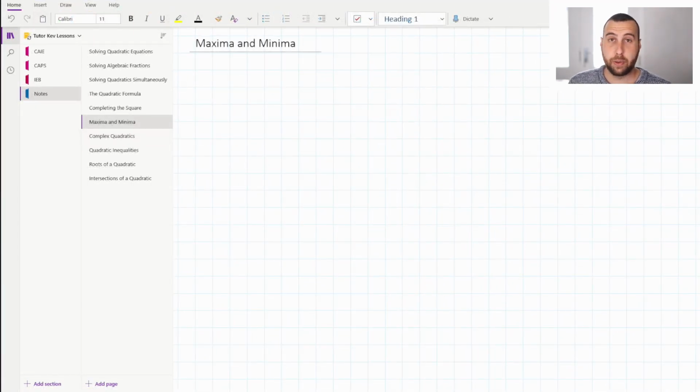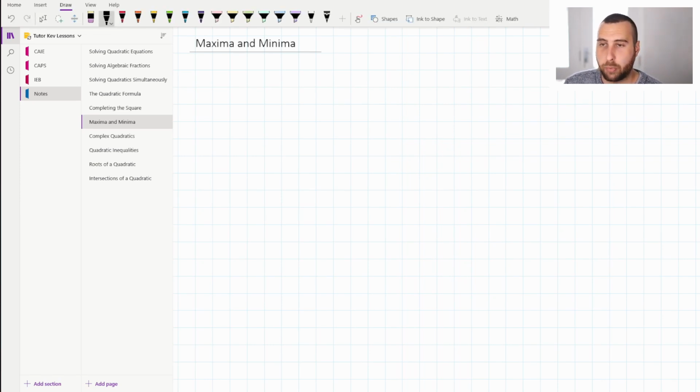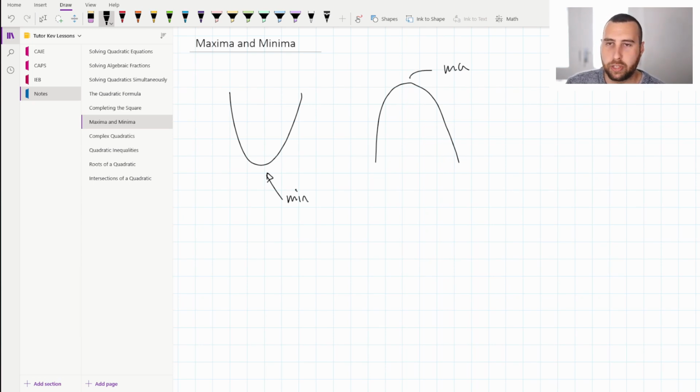Right, so maxima and minima basically relate to your parabola's turning point. So if we take a look at parabolas, we can see we either have a happy parabola or a sad parabola. And that's just because it looks like a happy face or a sad face. And from this we can see that this particular parabola has a minimum point or a minima, and this particular parabola has a maximum point or a maxima. Now, these points are also known by the term vertex or sometimes called the turning point.